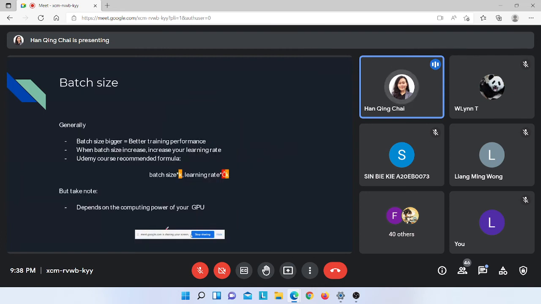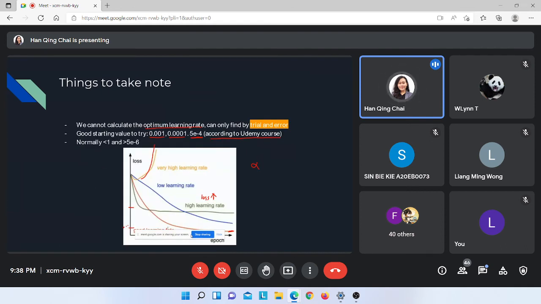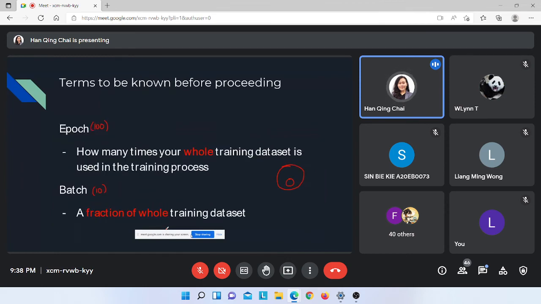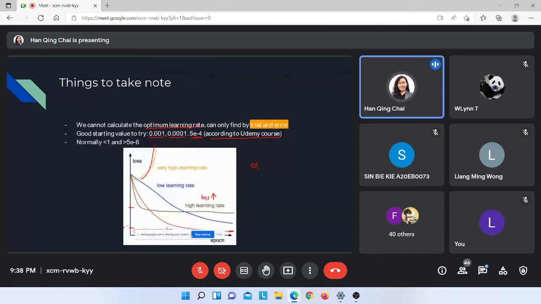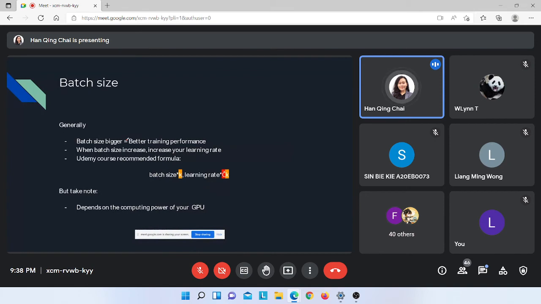So how does batch size also improve this? How does this hyperparameter change to make our model perform well? The bigger the batch size, the better the training performance. So just remember, performance improvement depends on the optimizers, on the weights, and one of the factors is also the batch size. So the bigger it is, the better. Why? It will be explained later.